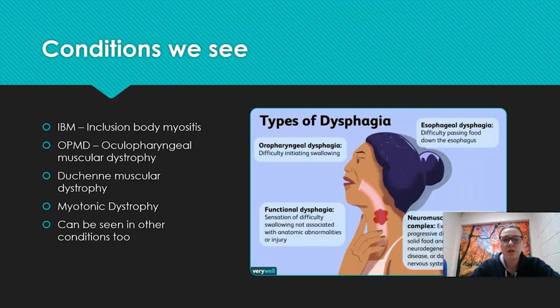So there are more common conditions that we will see dysphagia issues in, but it is not limited to just these. The most common conditions would be IBM, inclusion body myositis, quite commonly seen in OPMD, which is oculopharyngeal muscular dystrophy, Duchenne muscular dystrophy, and myotonic dystrophy. But like I say, people may not have one of these specific conditions, and it can still arise in other conditions too.